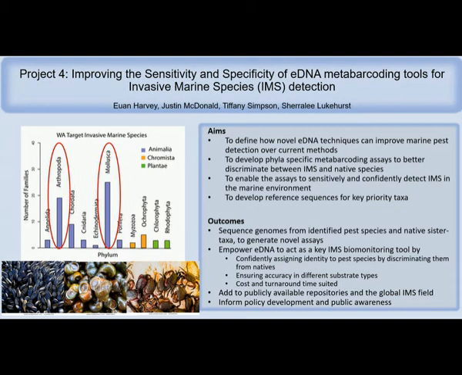One of the things we also want to do is decrease the cost of processing samples and also increase the speed at which they are processed. The information that we generate will be publicly available through repositories, and will also ensure that it goes into the global invasive marine species field. By working with DPIRD, we hope that the research will inform policy development about invasive marine species and environmental DNA, and also increase public awareness.